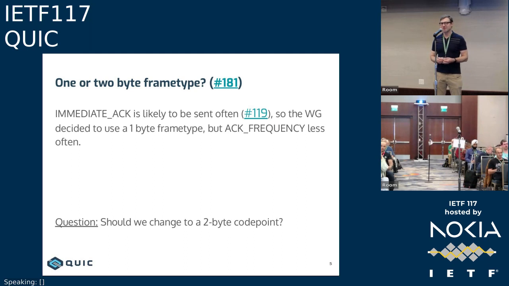Yeah, ACK frequency is already a variable length frame due to the nature of it. It's not a 1 byte frame like immediate ACK is. So I guess that would be another argument why the extra byte matters less, because you're already throwing some varints in there. Is that a convincing argument to people? Okay, I would say just change it, and we'll see if anyone really wants to fight it.